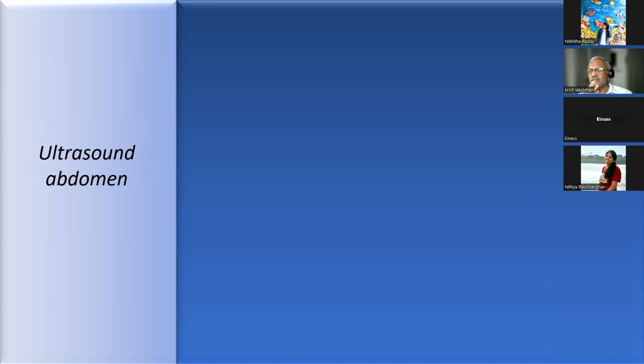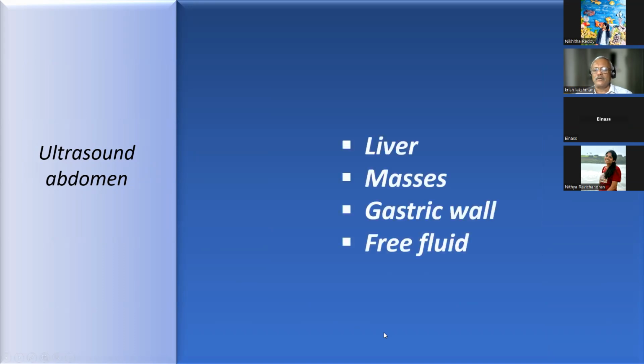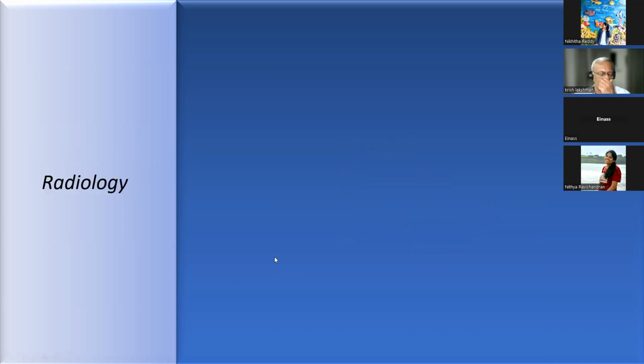So, like any other organ involvement, we look at... no motility disorder of the esophagus will give you anything in the abdomen, except this. You look for liver masses, gastric wall, and free fluid, ascites. This is the kind of broad screening that you do with an ultrasound. It's not a very important investigation primarily in motility disorders, but in secondary disorders, you should have that in mind. Radiology plays another important part.